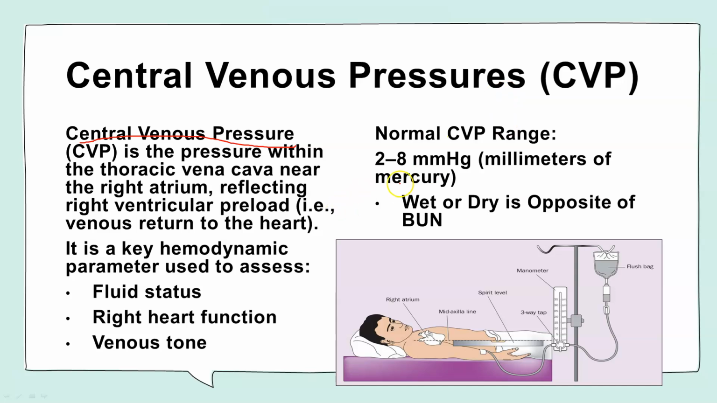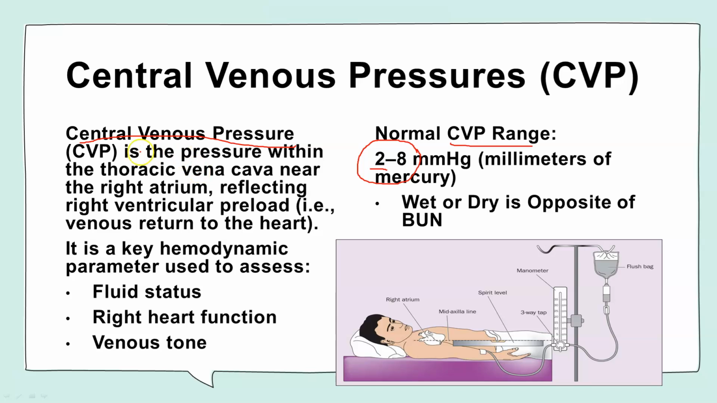So wet or dry is going to depend on what number we have here. 2 is a pretty low number, so dry can be harder for us. But what I want us to think about is, if I have continuous fluids running, and I have them on this CVP monitor. Remember, this is constantly updated information. And then that CVP does not go up, then you have to ask yourself, where's that fluid going?